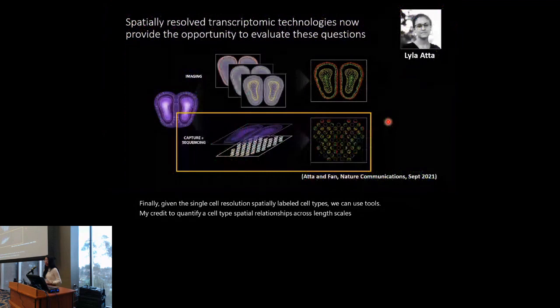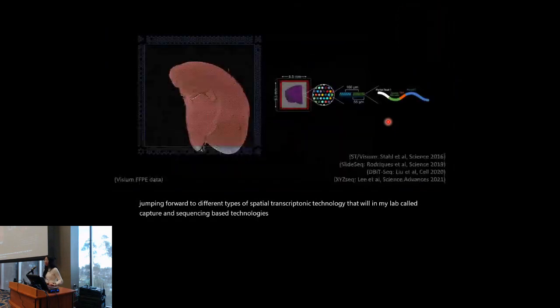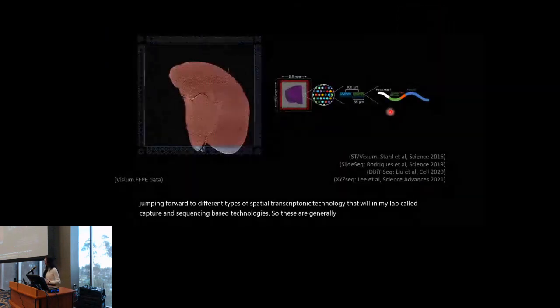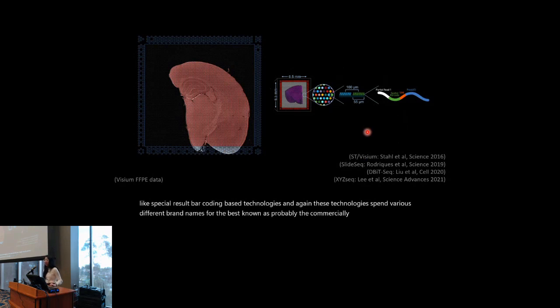Okay, and now jumping forward to a different type of spatial transcriptomic technology that we in my lab call capture and sequencing based technologies. So these are generally, you might also hear terms like spatially resolved barcoding based technologies. And again, these technologies span various different brand names. The best known is probably the commercially available 10x Visium.